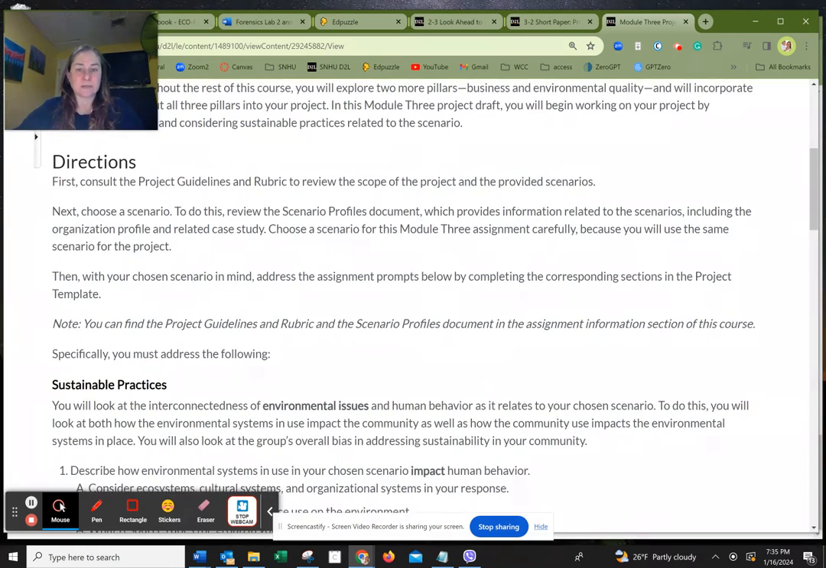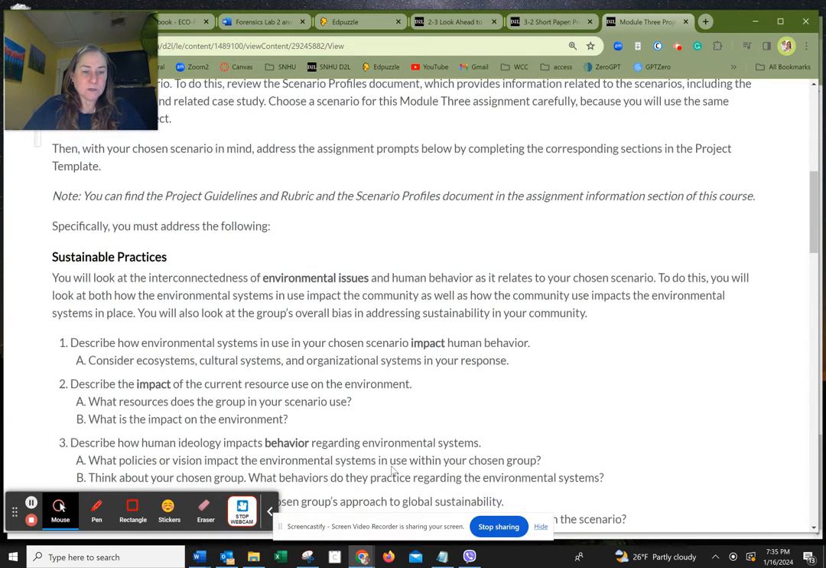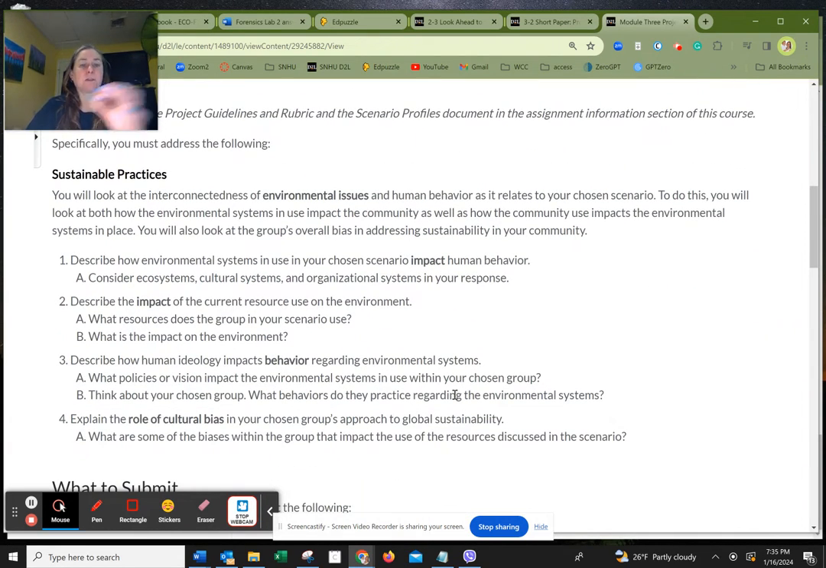So what you want to do is look at the rubric, and we'll look at that in a second, but you also want to choose a scenario, and I'll show you those in a minute. Each one of the scenarios gives you some information about it, and it links to other resources you will need in order to complete that scenario correctly. So when you scroll down here, you can see we're looking at this week, looking at the interconnectedness of environmental issues and human behavior as it relates to your chosen scenario. So you have to look at both the environmental systems in the community and how it impacts the environmental system. So we're looking at people and environment at this point. We're not looking at business quite yet.